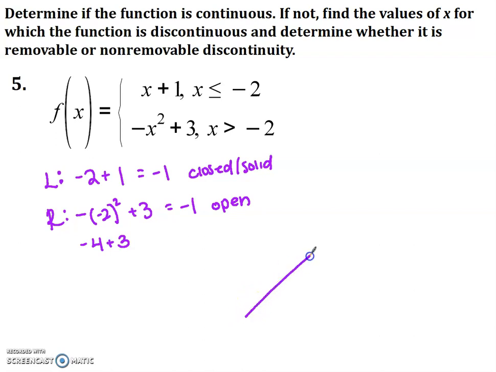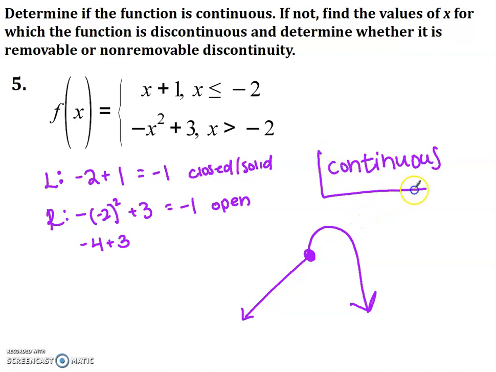So if I were to do a quick sketch of this, this would be my y equals x plus 1. I would end right here at -2, -1. Then this graph, the parabola, would pick right back up at the same point. Even though it would be open, there's already the closed circle. And then it would just continue on forever. So we could see there would be no gaps, no breaks, no discontinuity at all. So since we got the same y value and one of them was closed, that's what makes this a continuous graph. Or we could just say no discontinuity.